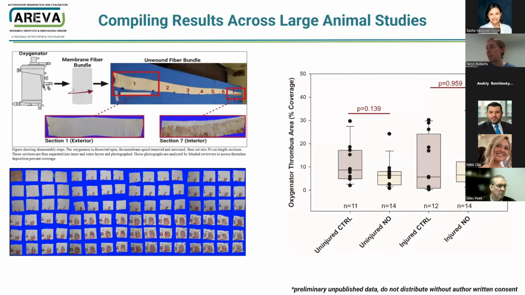I put this together. This graph represents almost 60 animals, looking at uninjured heparinized control animals and thrombus deposition compared to uninjured nitric oxide, no heparin animals. And again, here's the injured versus the injured with nitric oxide. And again, we're seeing either improvement or no difference in clot deposition when we're using that nitric oxide sweep gas.